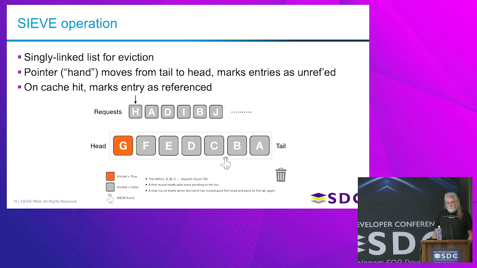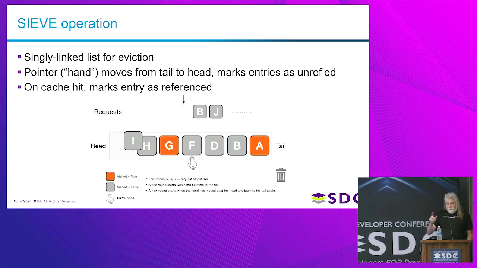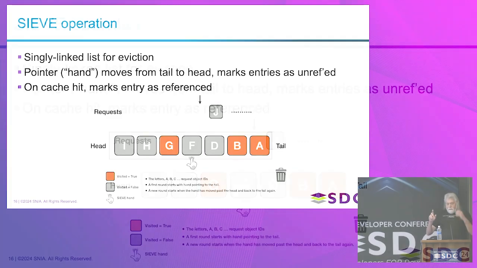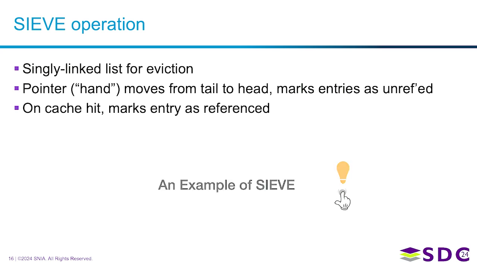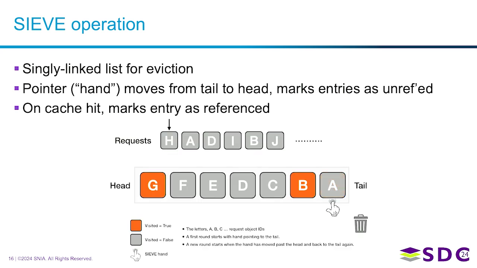The algorithm that she came up with, she named Civ, and it's a very simple approach. It uses a singly linked list for eviction, and there's a pointer that starts at the tail of the singly linked list, and anytime it finds an item that was referenced previously, it says, I'm now marking you as unreferenced. And when a cache hit happens, when something wants to get inserted into the cache and it's already in the cache, that entry gets marked as referenced.